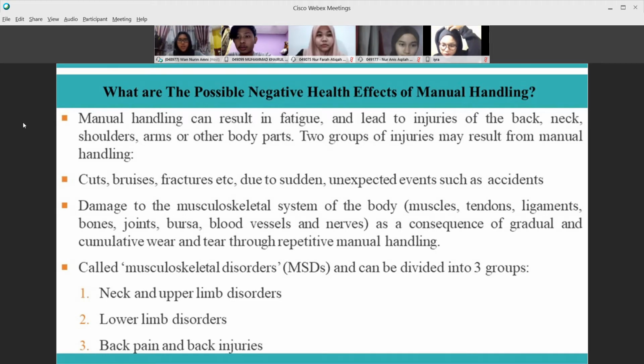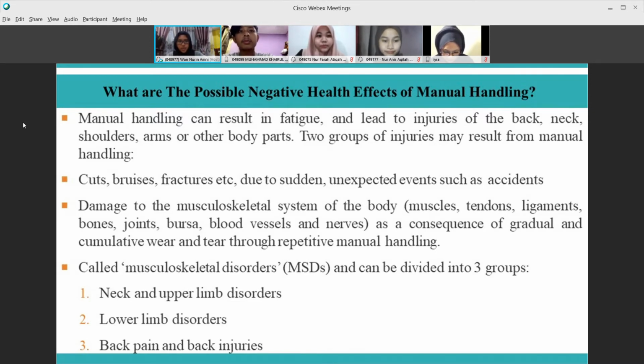The possible negative health effects of manual handling are that it can result in fatigue and lead to injuries of the back, neck, shoulder, arm, and other body parts. There are two groups of injury that may result from manual handling. First would be cracks, bruises, fractures, and so on. These are caused by sudden, unexpected events such as accidents.